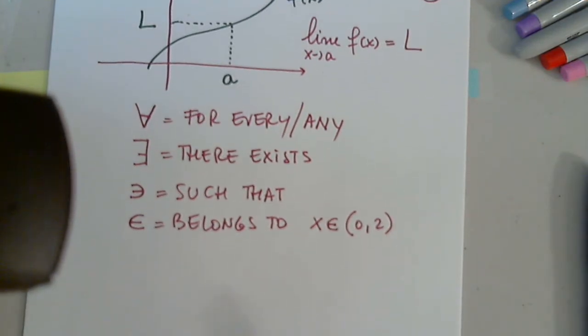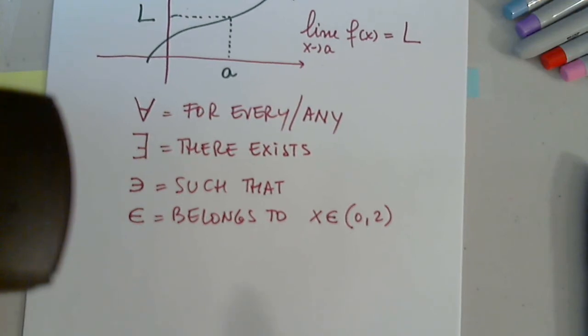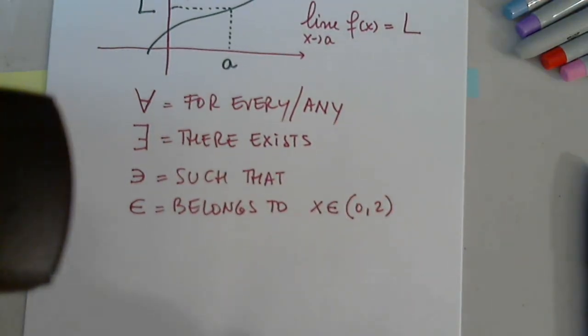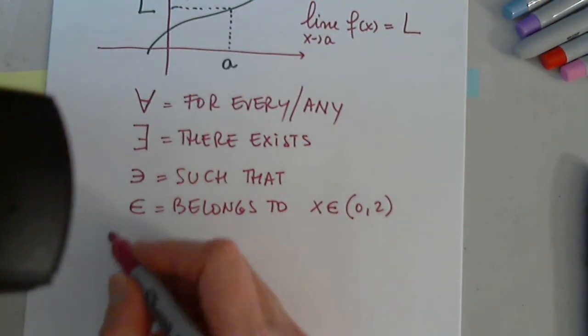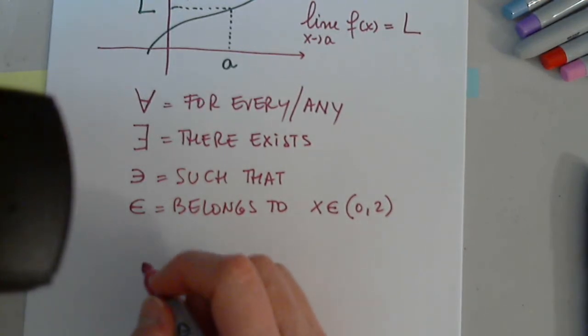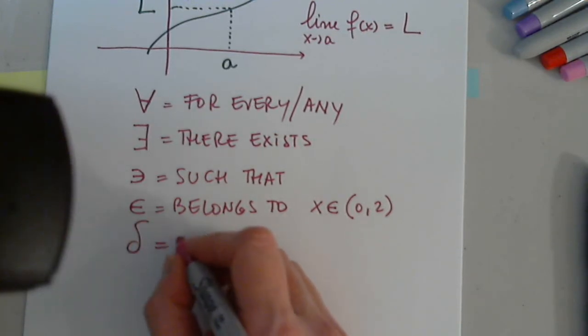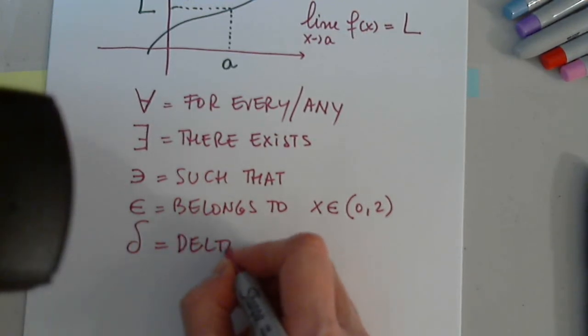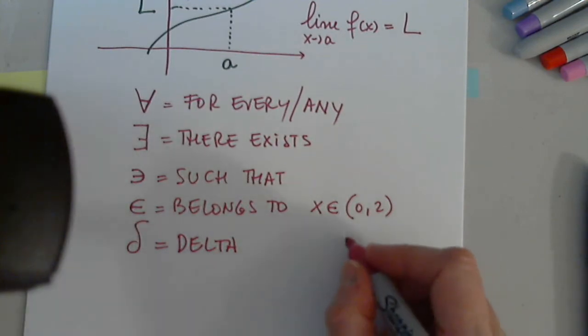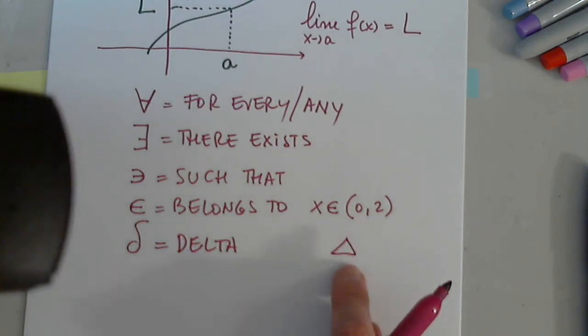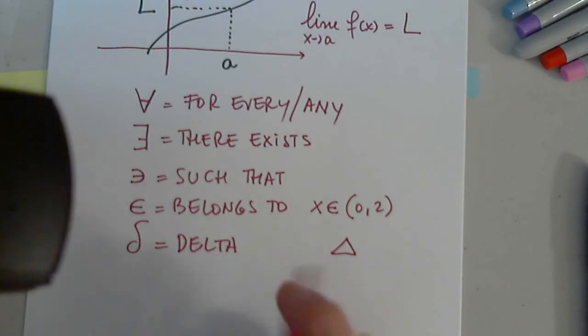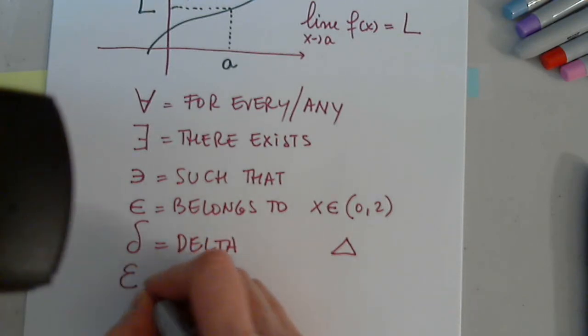I know I only have 2 minutes left, so I'm just going to write it, and I'm going to stop, and we're going to dissect it next time. You're not responsible for anything in 2.4 at this point. So here is the precise definition. Also two more symbols. Delta. This is a lowercase delta. This is the uppercase delta. And this is epsilon.